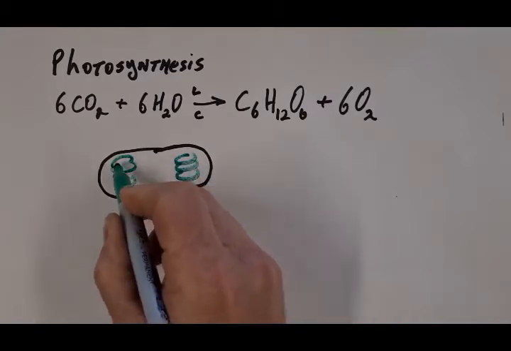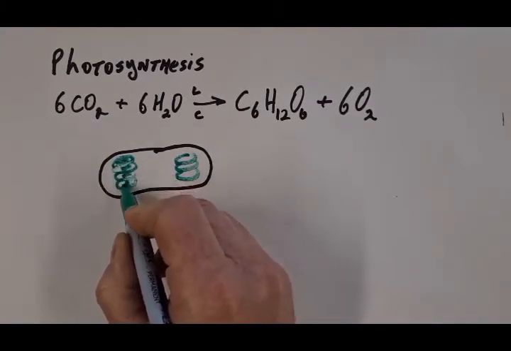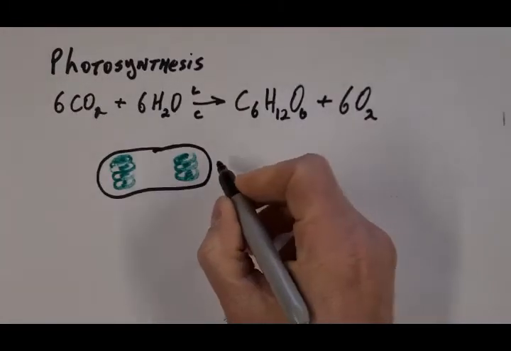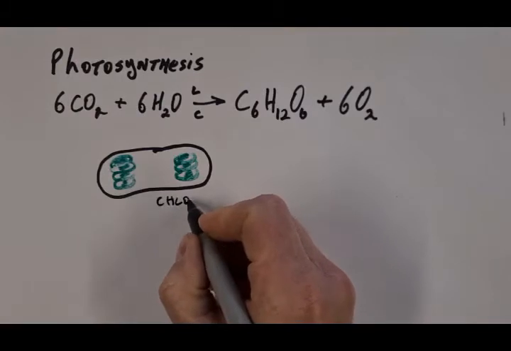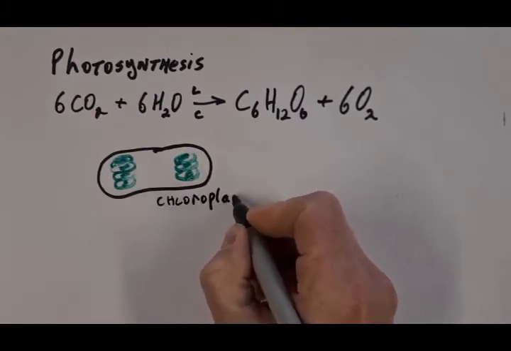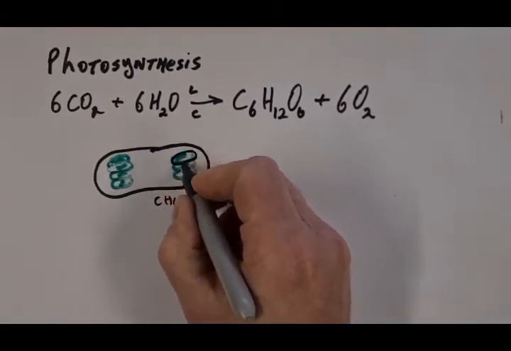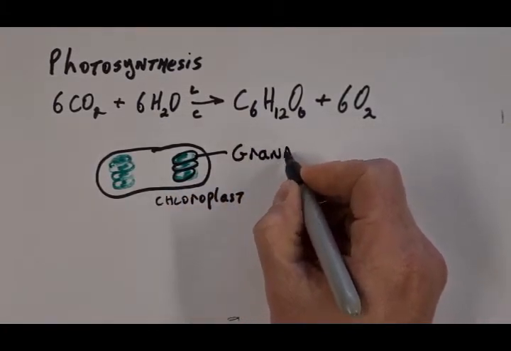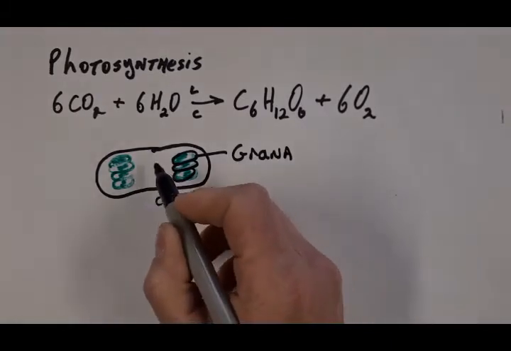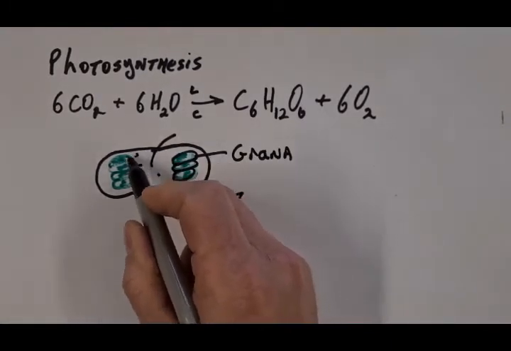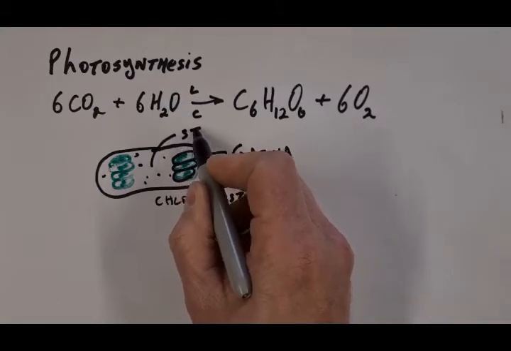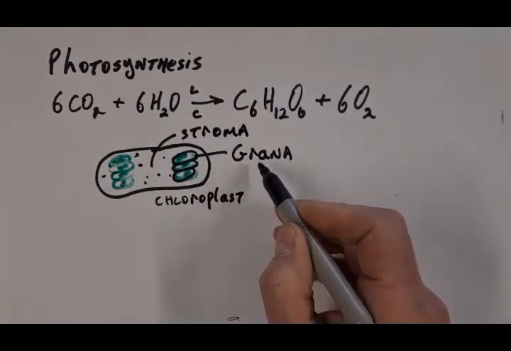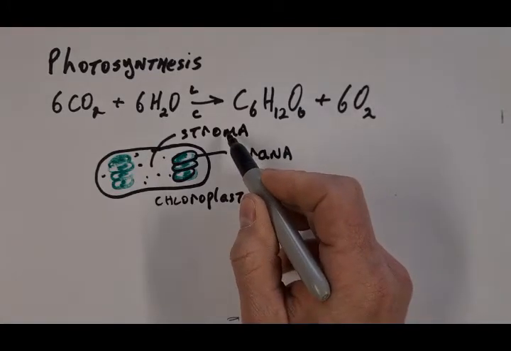So those are grana that I'm labeling there. Okay, so this is a chloroplast. This structure here is a grana. And inside the grana you have the green chlorophyll. This liquid part here is called the stroma. This is important because there are different chemical reactions that happen in the grana and different reactions that happen in the stroma.